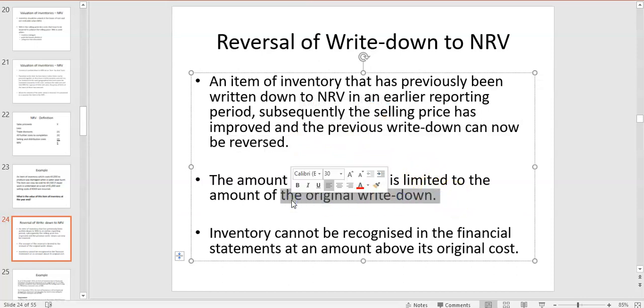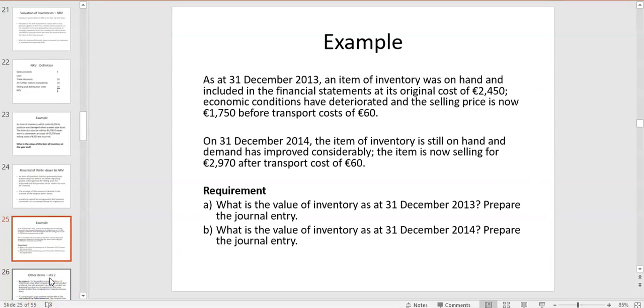So what we mean by that is, if you've written down an inventory to its NRV 2 years ago, and you want to write it back up now, you can only bring it back up to its original cost. You can't bring it back up above that, because otherwise you're defeating the purpose of IAS 2, which is the rule of lower of cost and NRV. So you can write it back, but that's only based on what the original write down was. That's a complicated one you might see in the odd exam question. So take, for example, here.